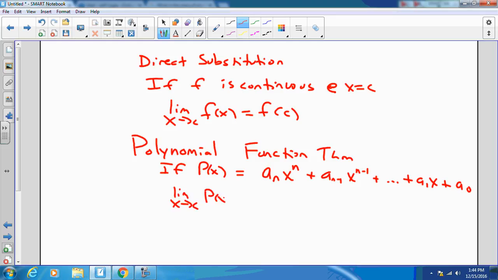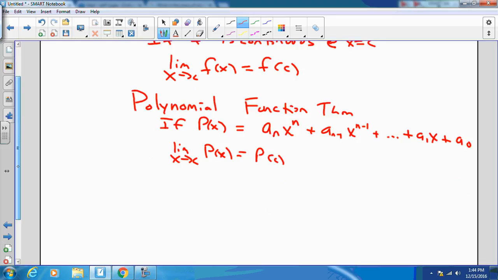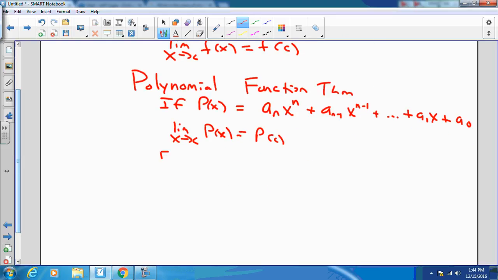So if p of x is in this form, then automatically the limit as x goes to c of p of x is the same as simply p of c. Why? Because my function is continuous. How do I know? Because if I apply my limit properties to this and use sum rule, constant multiple rule, power rule, then I get p of c.